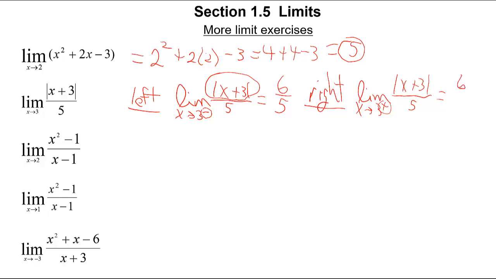left or right. So you can see that the left and right hand limits are both going to be 6/5. And if that happens, you can say that the overall, or the two-sided limit itself, is 6/5. Had the left and right hand numbers come out different, you would have said the limit does not exist.